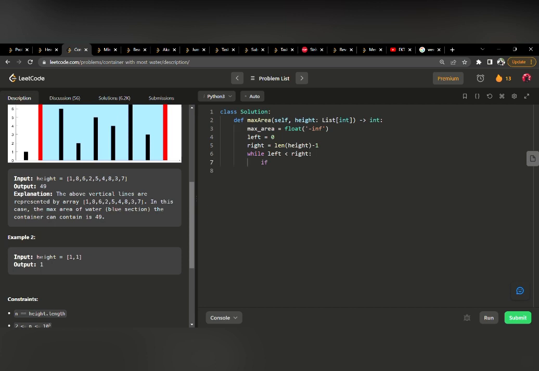So, what is area? Area is the minimum of height of left, comma, height of right, multiplied by their difference in index, right? So this is our area, and max area is the max of area and its value.